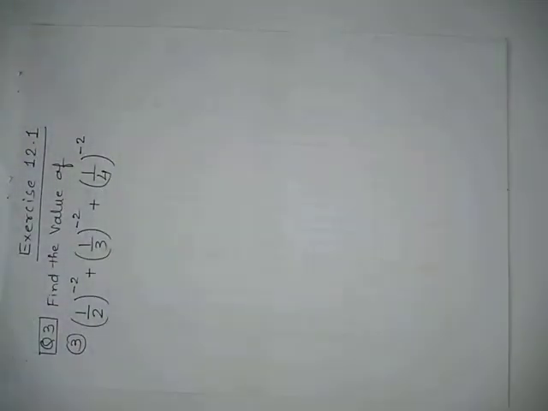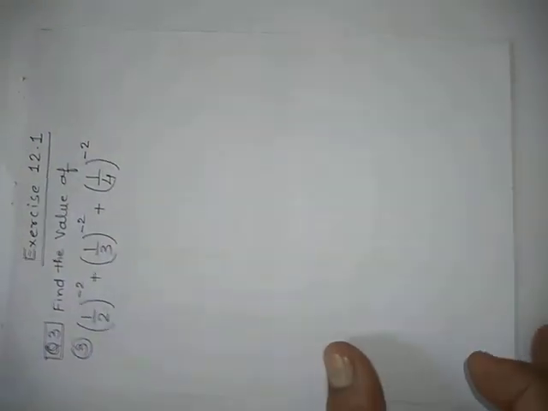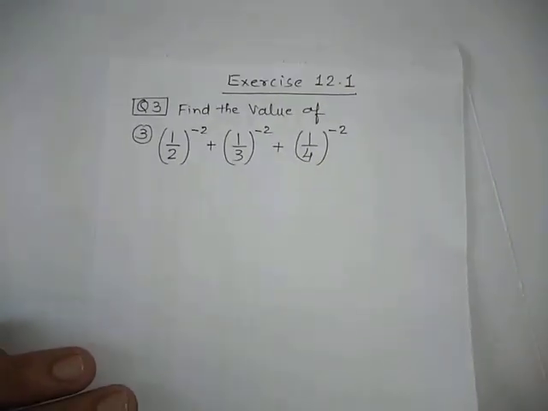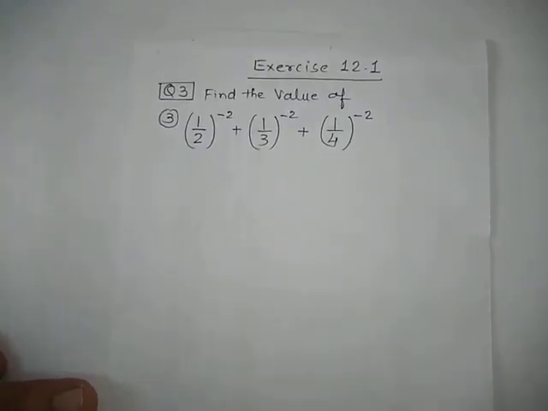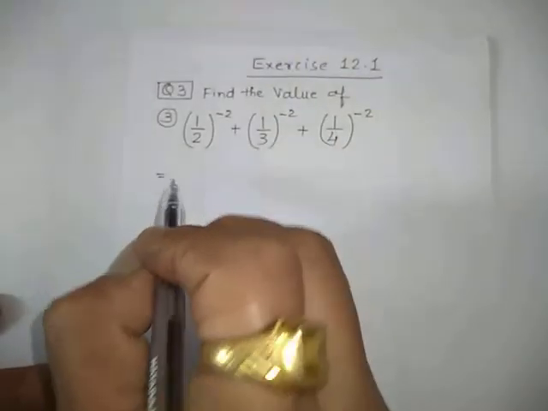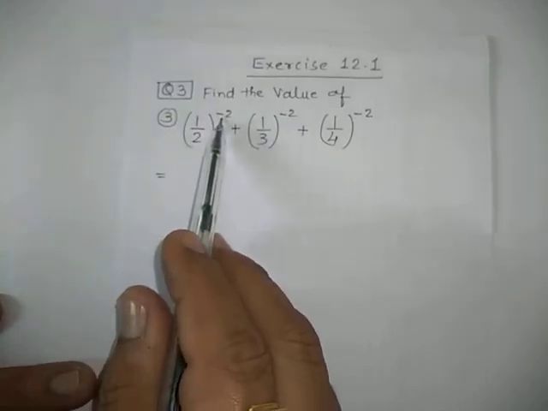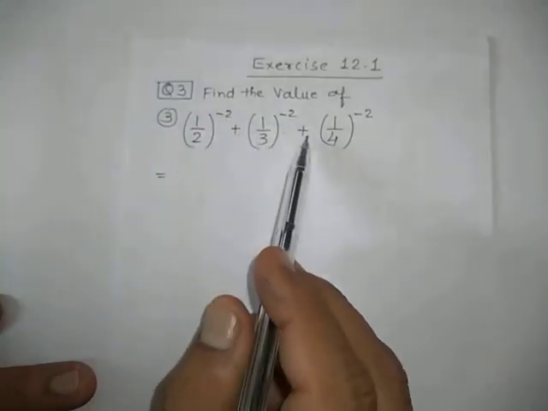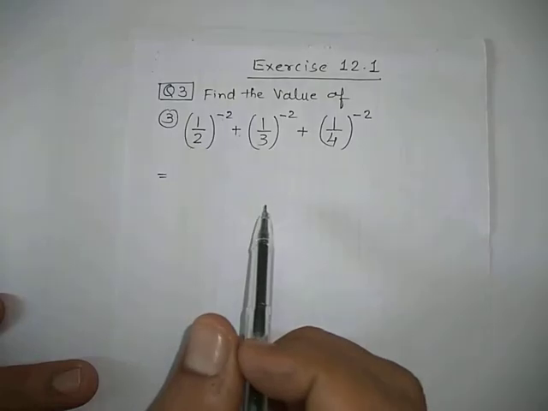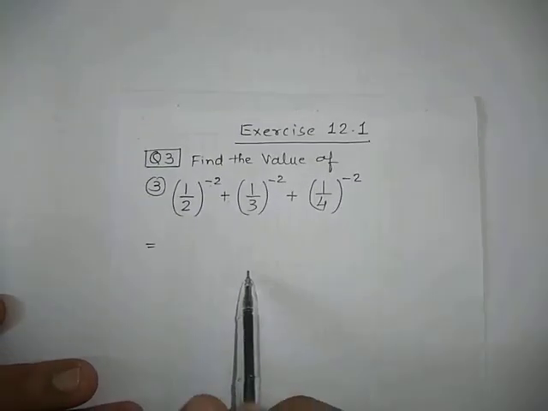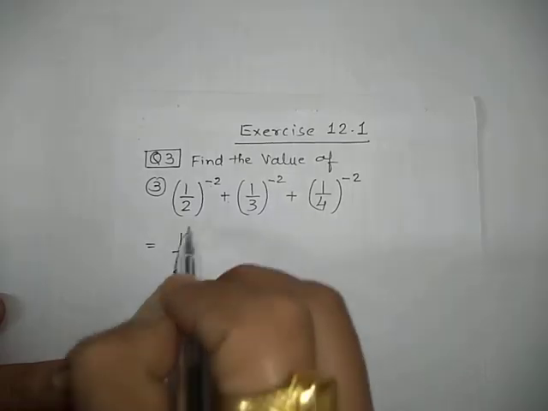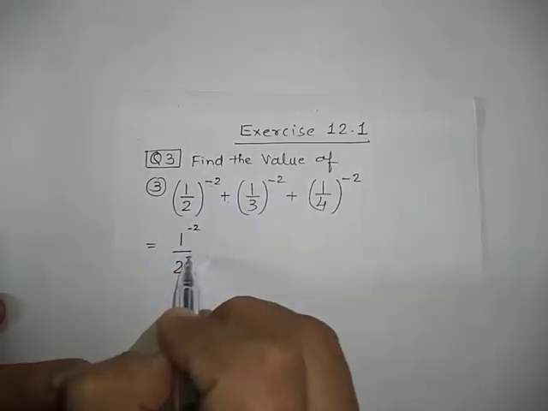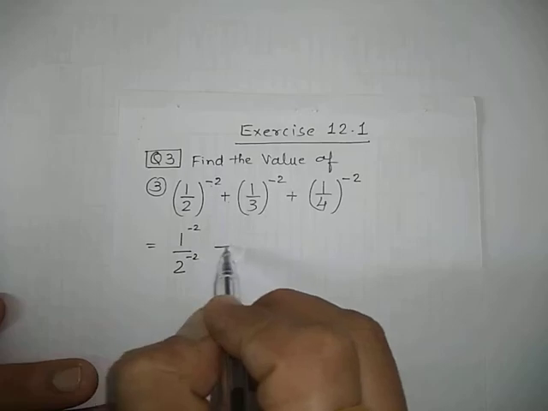Similarly, question number 3 is also with us. In question number 3 they have given 1 by 2 minus 2 power plus 1 by 3 minus 2 power plus 1 by 4 minus 2 power. So no need to worry about this. We take the reciprocal of 1 by 2. Here also minus 2 power.